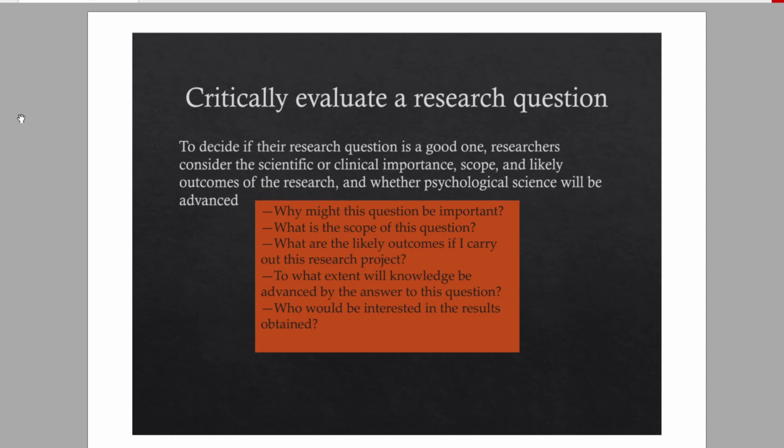These are some questions that I found in a book, and I edited them, so they're slightly reworded. Why might this question be important? What is the scope of the question? What are the likely outcomes if I carry out this project? To what extent will knowledge be advanced? That can be clinical knowledge, research, theory, anything like that, by the answer to this question. And who would be interested in the results that I would obtain? So who is it going to impact, or who is going to be interested? Again, that could be other theorists or scientists, or it could be the public, it could be policymakers.